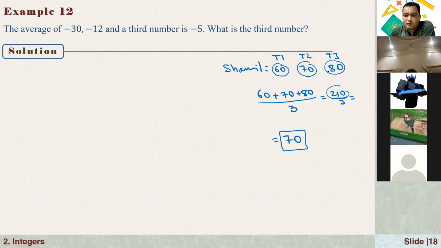And here we have 3 numbers, right? So I should divide it by 3 to get the average number, that is 70. Oh, it's 70. Okay. Yeah, the answer is 70.